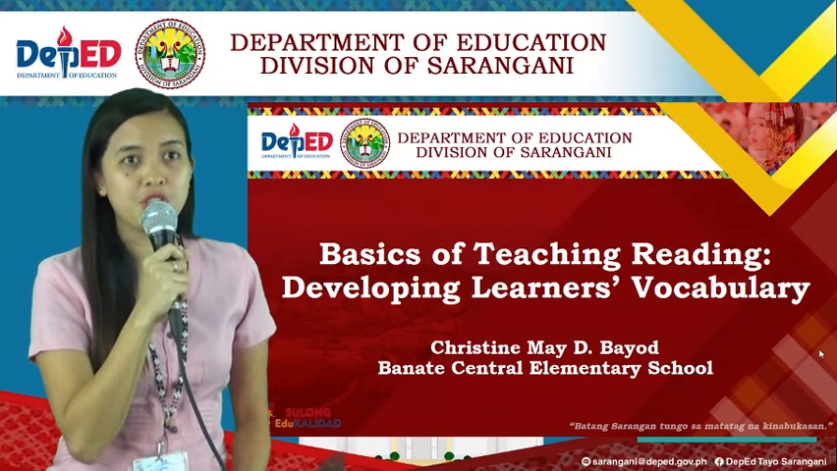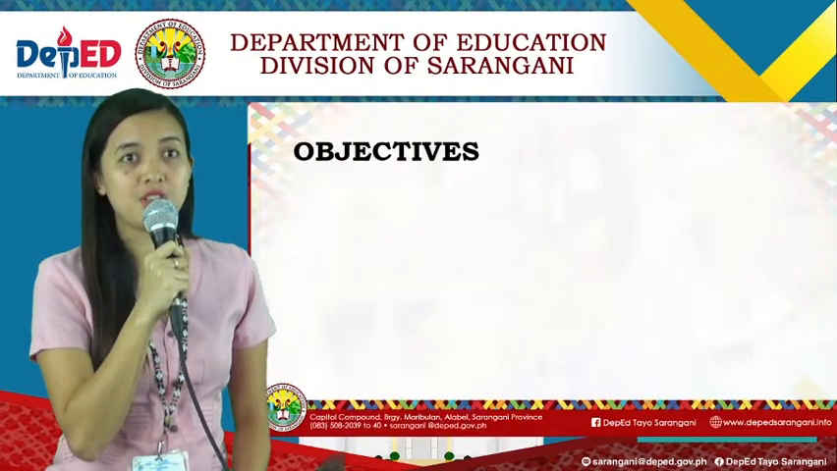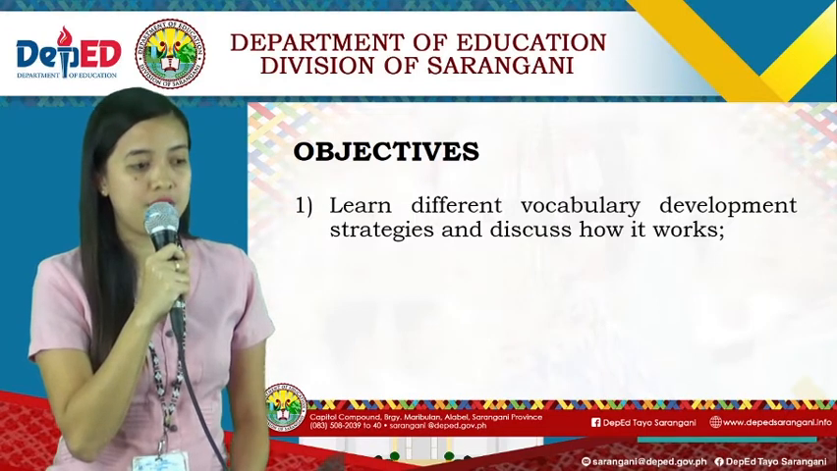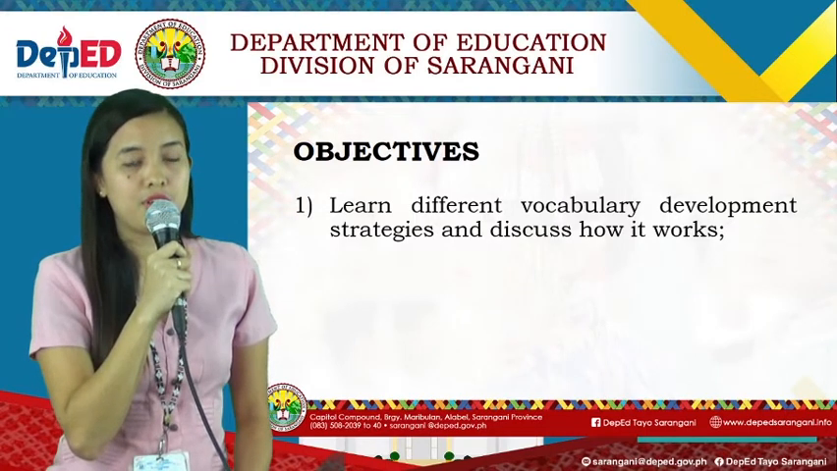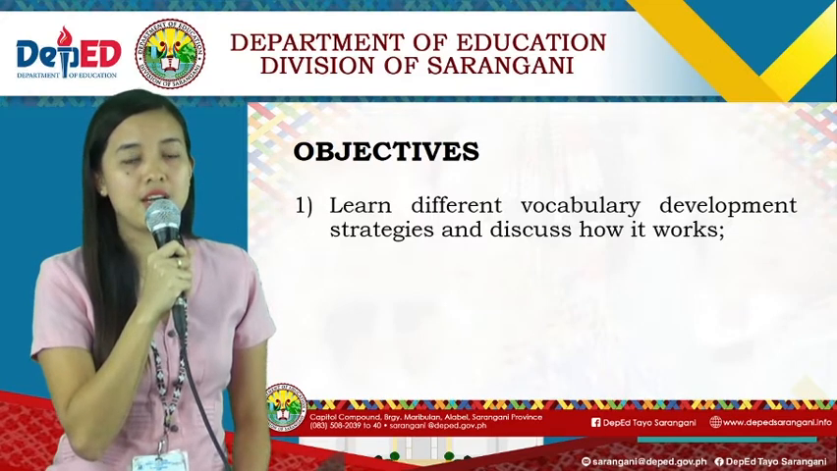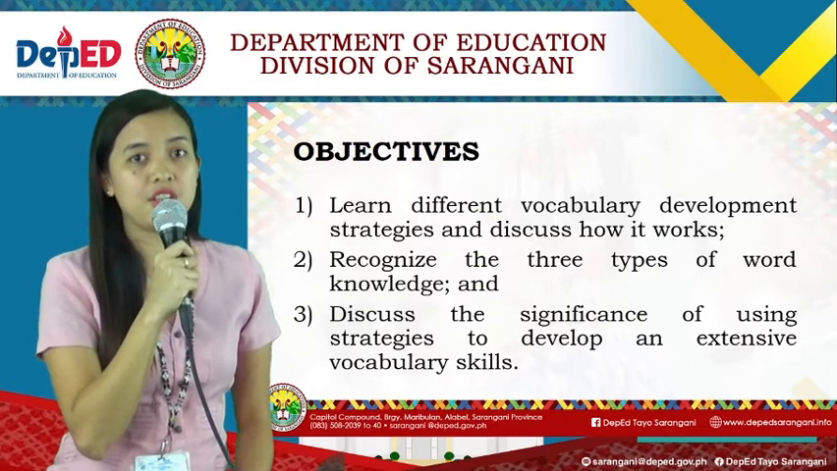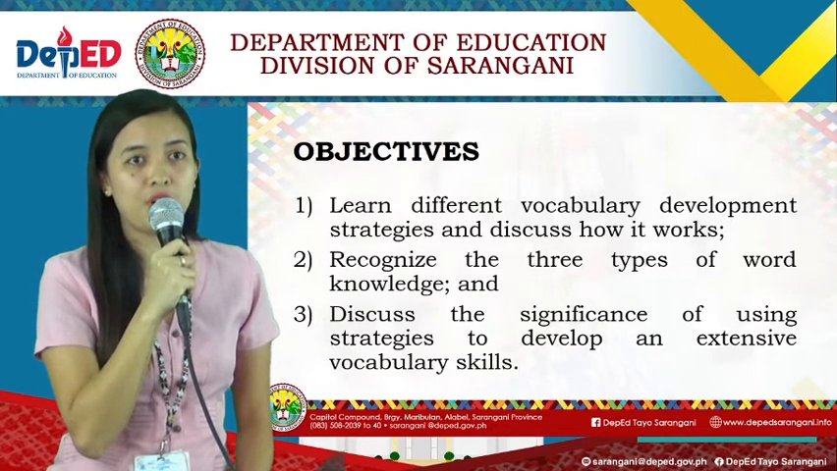So let me present to you our objectives. These are the things that we are expected to attain at the end of this session. Number 1, learn different vocabulary development strategies and discuss how it works. Second, recognize the 3 types of word knowledge. And third, discuss the significance of using strategies to develop an extensive vocabulary skills.